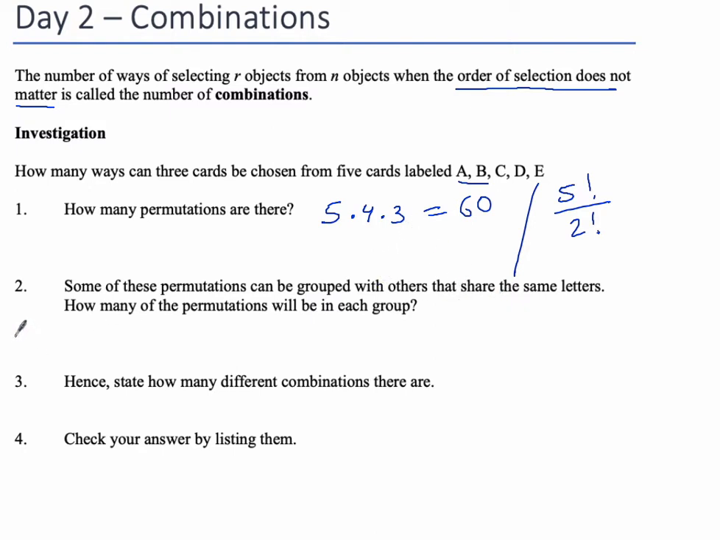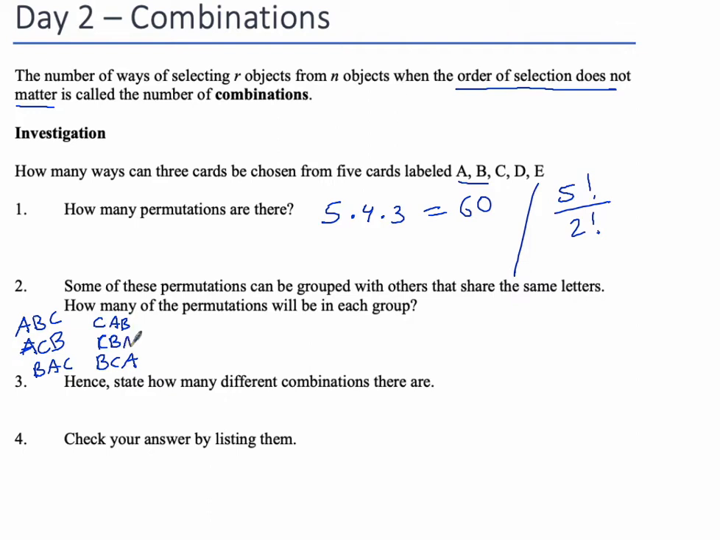So for example, if you pick A, B, C, that's the same letters but in a different order as B, A, C. So as far as combinations are concerned, that's the same combination. Okay, so if you had BAC and BCA, those are the same combination of letters. And you can start with C, you have CAB and CBA.